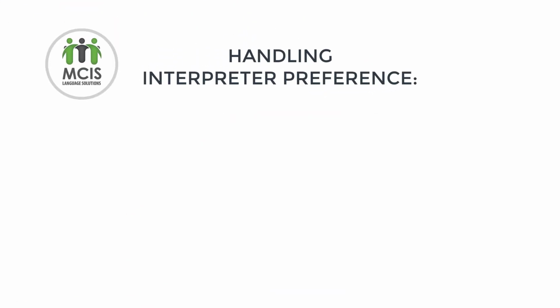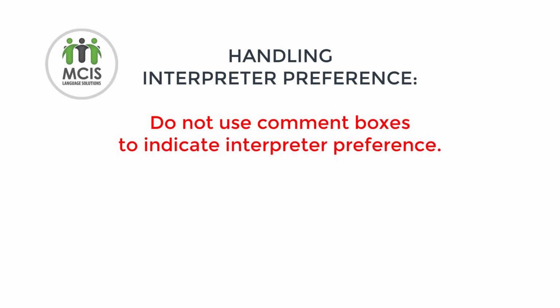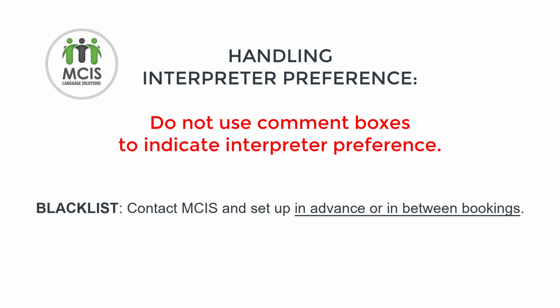Many special considerations can be passed from you directly to the interpreters via the comment boxes mentioned above. However, certain information is not meant for the interpreter's eyes. For example, your preferences on interpreters. If you do not wish for certain interpreters to be sent to your business unit, Interpreter Intelligence has a blacklist function, but it must be set up prior to sending requests. Please contact MCIS to set up the blacklist, and these interpreters will be blocked from your requests.